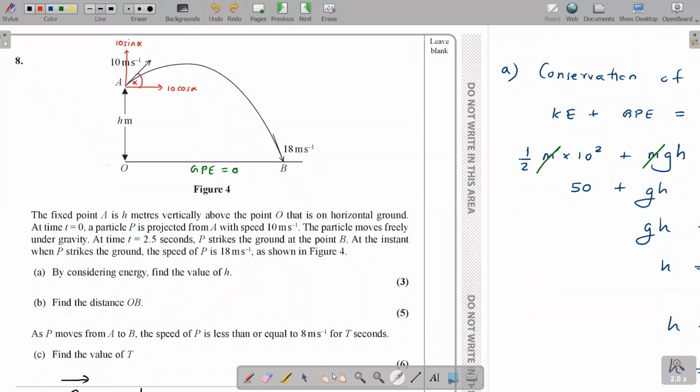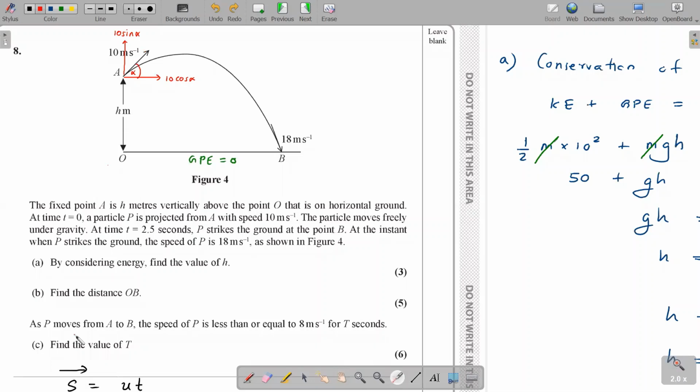Okay, so moving on to part C. They say as P moves from A to B, the speed of P is less than or equal to 8 meters per second for capital T seconds. Find the value of capital T. Okay. So they say the speed. Again, the word is speed. The speed is less than or equal to 8 meters per second.